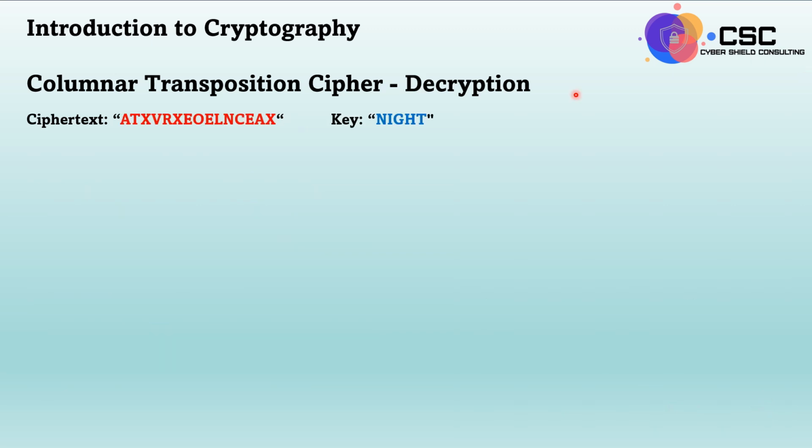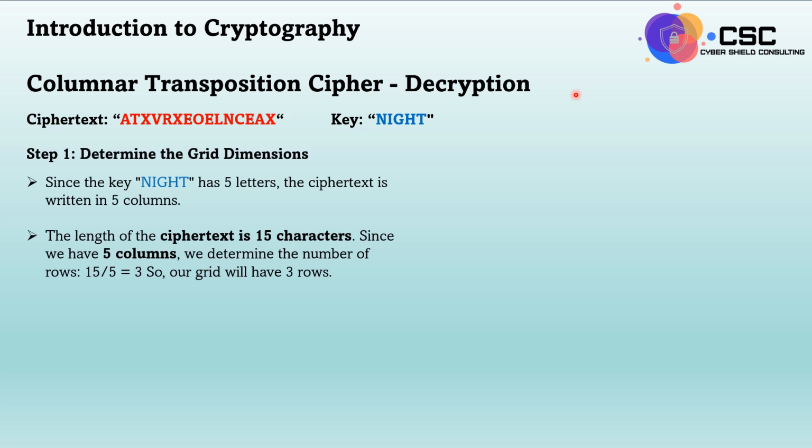So now we'll look at the columnar transposition cipher, the decryption process. So now we have the cipher text from what we did previously when we used the encryption, and we're still using the same key. It has to be the same key we use for encryption, the same key we use for decryption. First step for decryption using columnar transposition cipher, we will determine the grid dimensions. So since the key night has 5 letters, the cipher text is written in 5 columns. So I know I have 5 columns, but what I need to determine here is the number of rows.